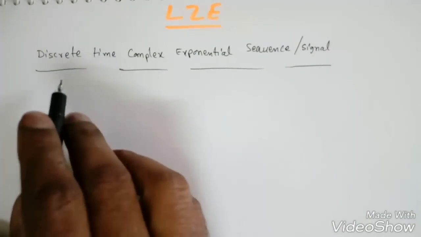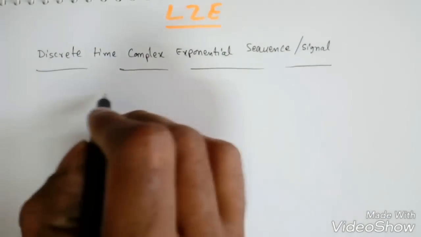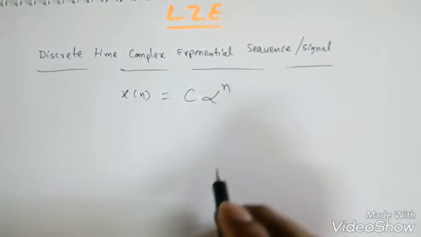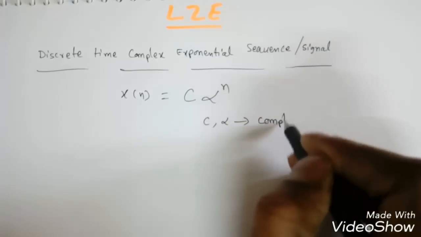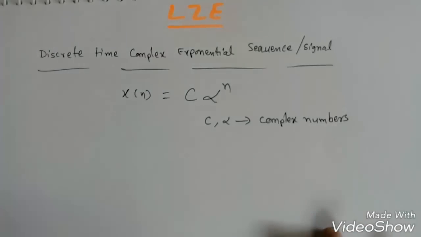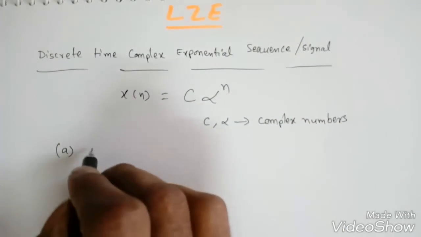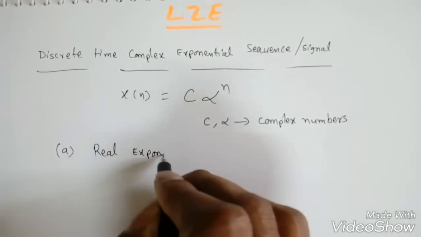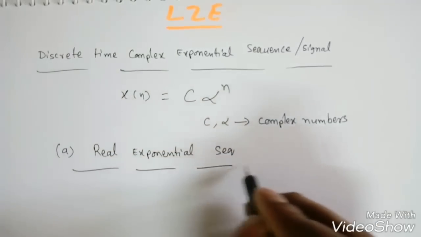Now we will see the discrete time complex exponential sequences or signals. It is in the form of x of n is equal to c into alpha power n, where c and alpha are complex numbers, right? Now depending on c and alpha we will have different cases. Part A is real exponential sequences or signals.